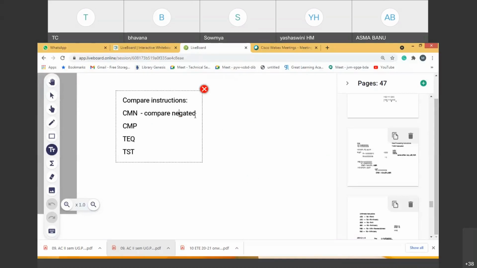Compare negated. Okay? Negated means not of that. So please remember, flags are set as the result of what? Rn with n. Rn with n. Please understand, Rn with n.